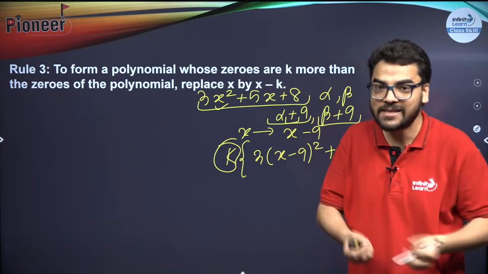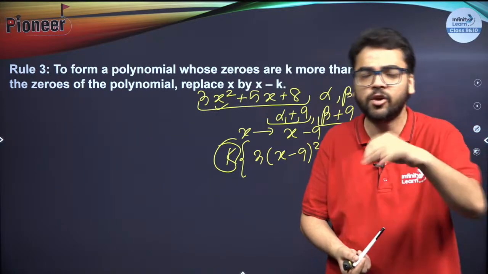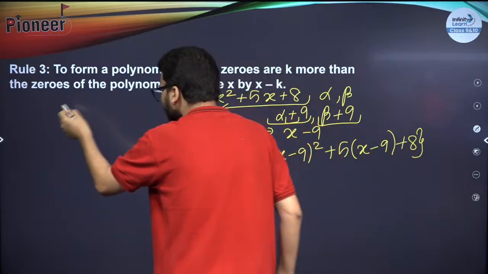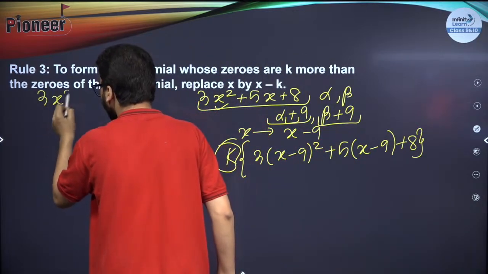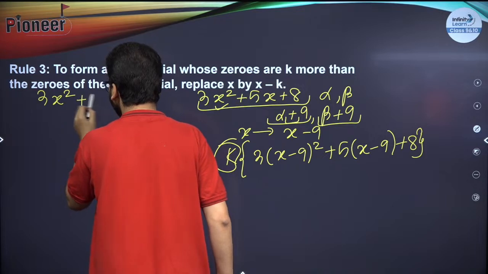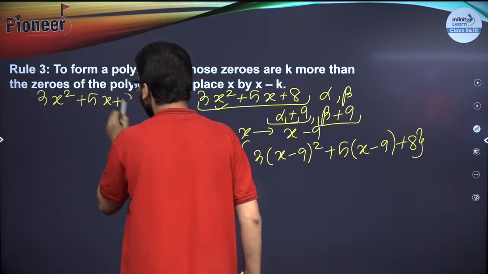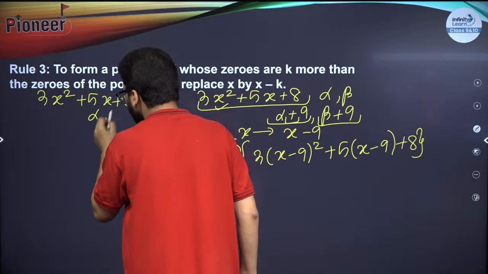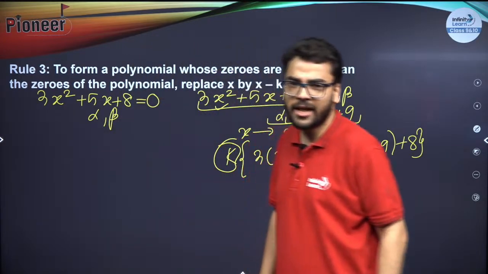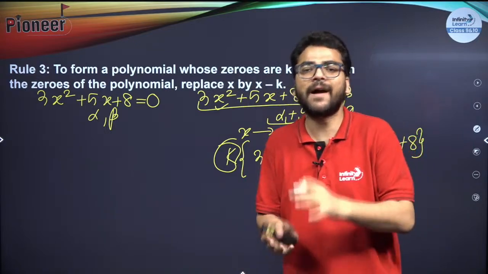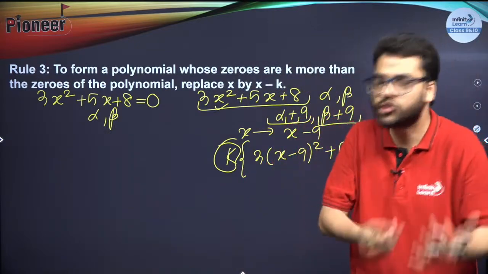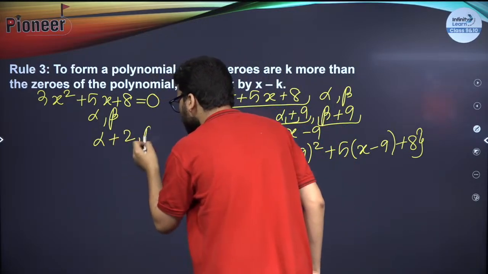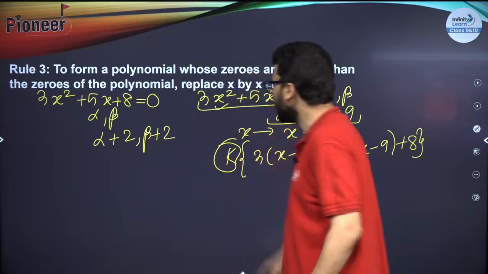But suppose it is asked in case of equations, then you'll get a unique equation. For example, I take this as an equation only: 3x square plus 5x plus 8 equal to 0. The roots of this equation are alpha and beta. So the question is, find an equation whose roots are alpha plus 2 and beta plus 2.